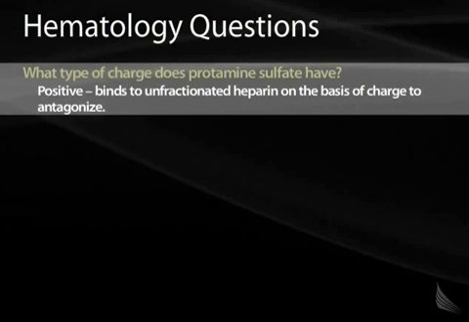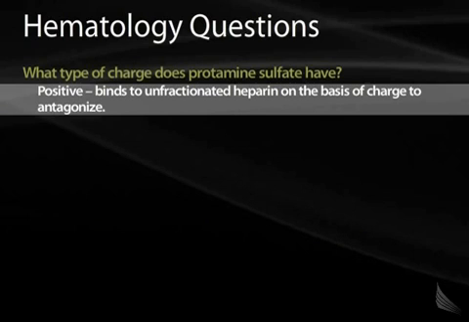What type of charge does protamine sulfate have? It's positive, and it's able to bind to unfractionated heparin, which is negatively charged. This is the way protamine sulfate inhibits heparin.